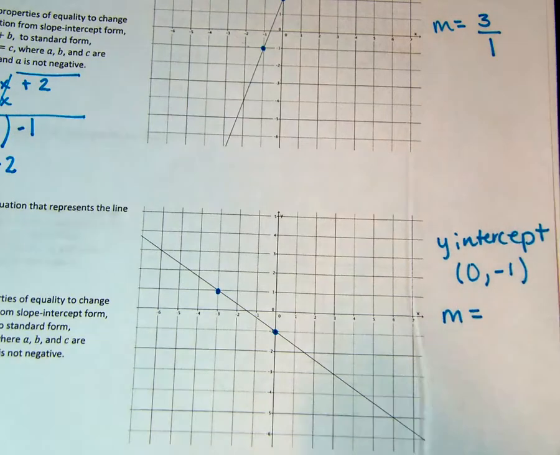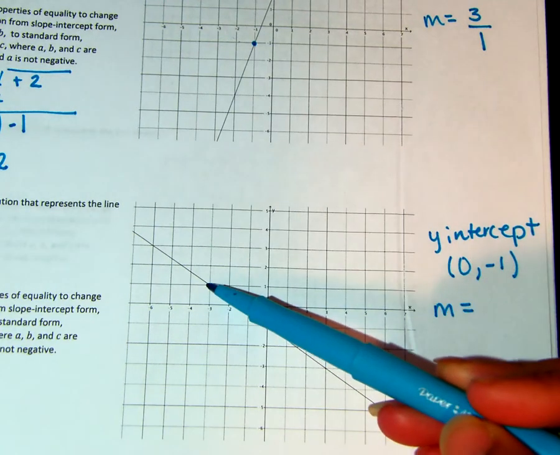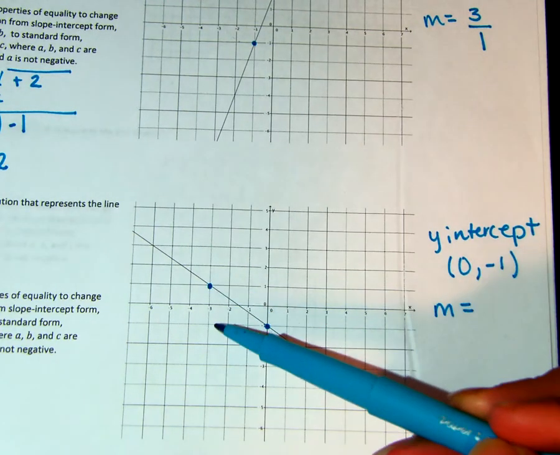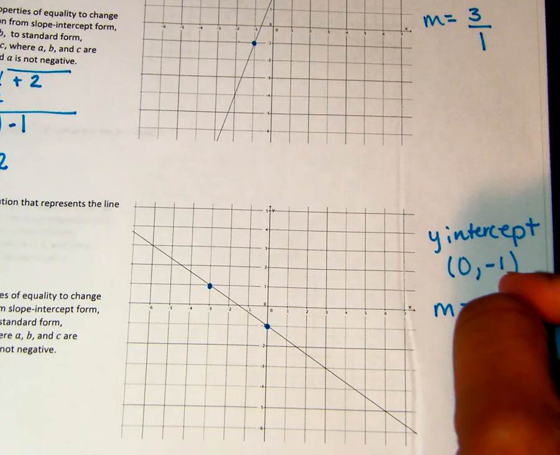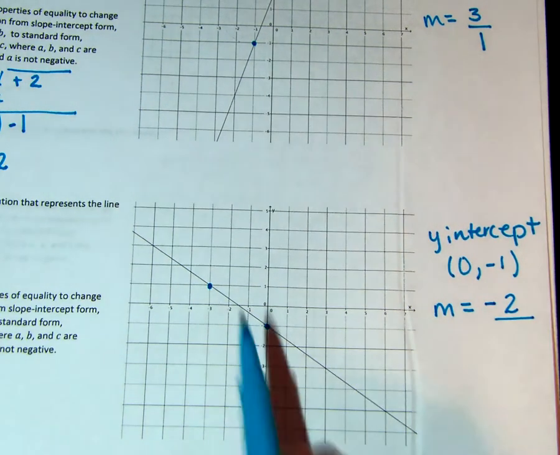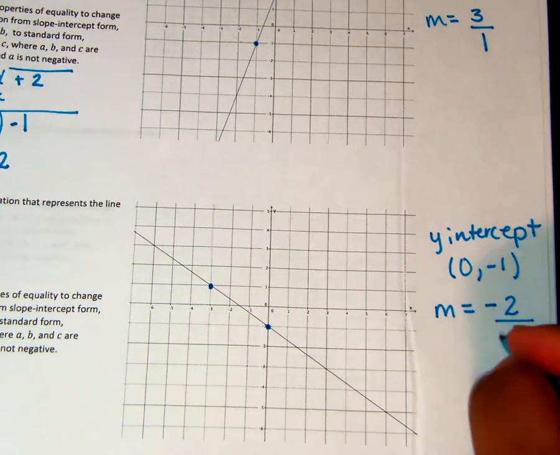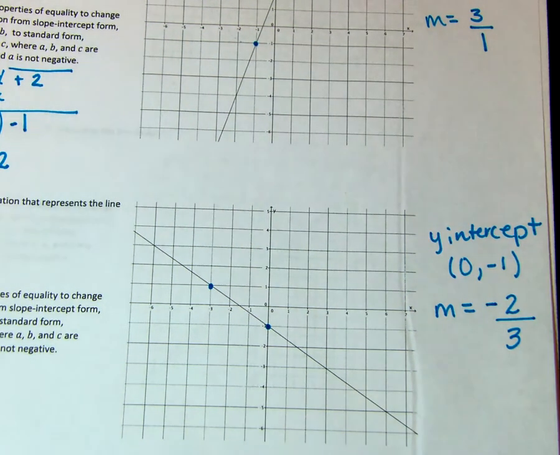What is the slope of this equation? Well, I noticed this time to get from one point to the next, I don't go up. I actually go down 1, 2. Now, remember from previous lessons, if I'm going down, numerator is going to be negative. So I'm going down 2, and I'm moving to the right 1, 2, 3. So the slope looks like the fraction negative 2 over 3.